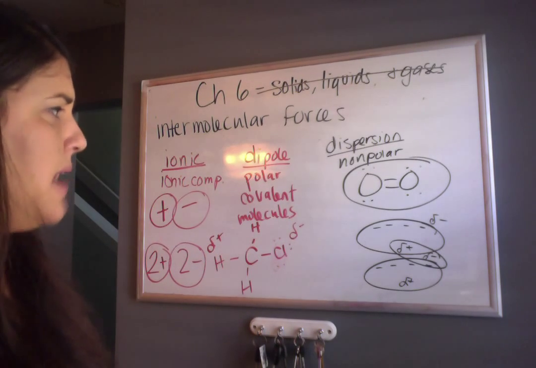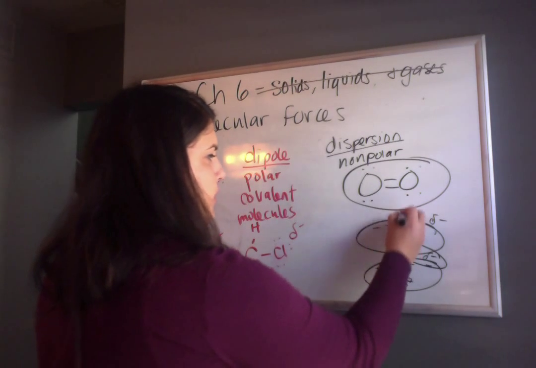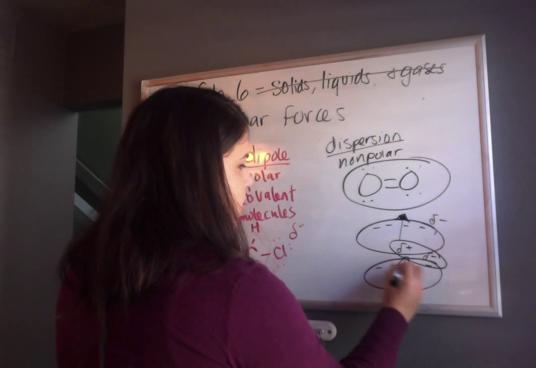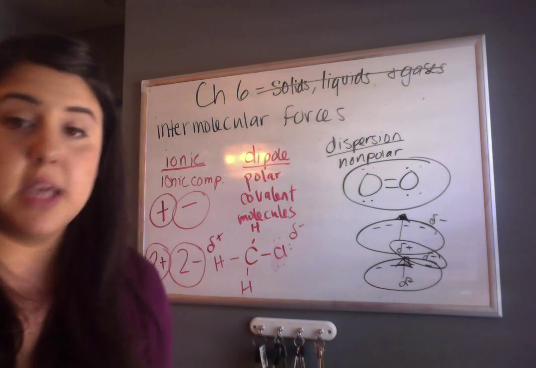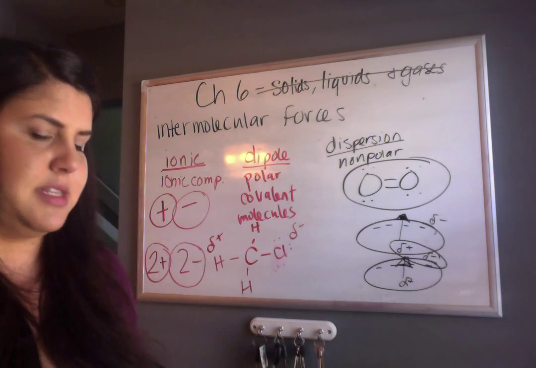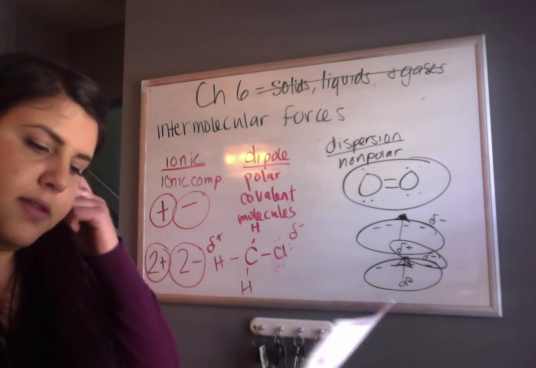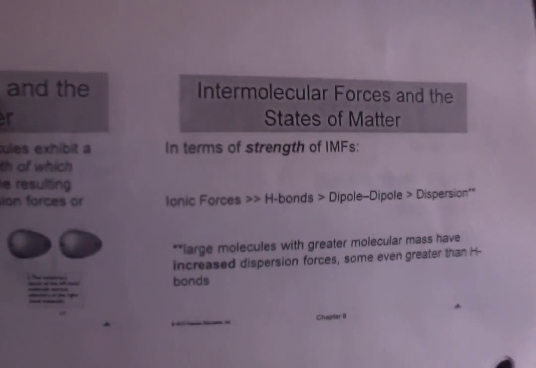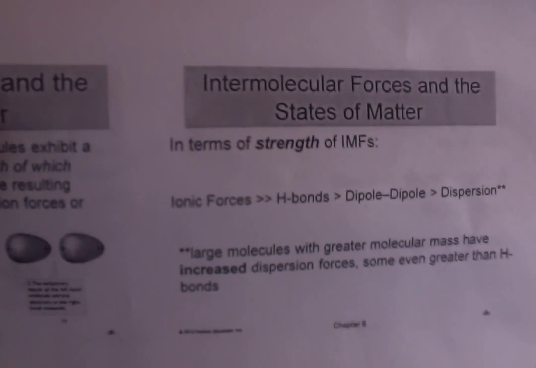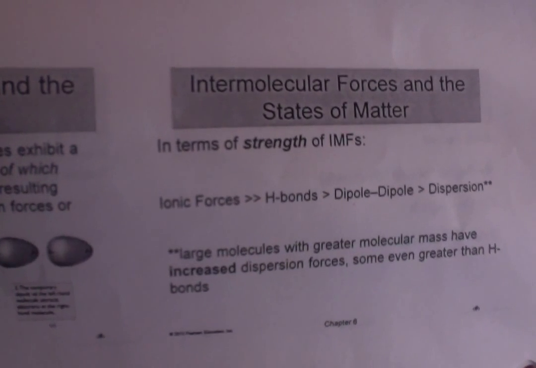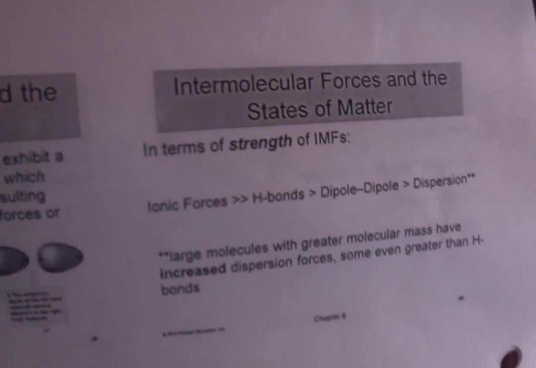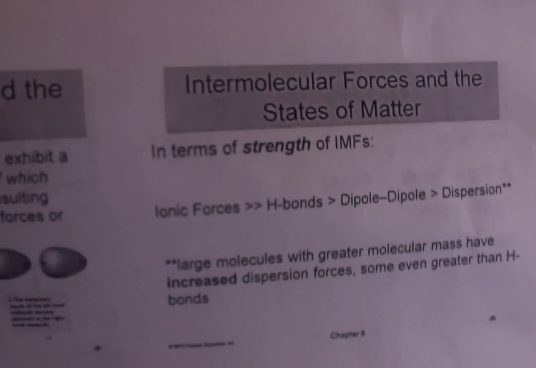When I think of a dipole, my dipole is just the pull of electrons. This little arrow that I draw points towards my electrons. I induce a dipole, I induce this separation of charge. So, again, in terms of strength of your intermolecular forces, we have ionic being the strongest. We have hydrogen bonding being the second strongest, and that's just a subsection of dipole-dipole, which is the next strongest. And then at the very end, we have dispersion.